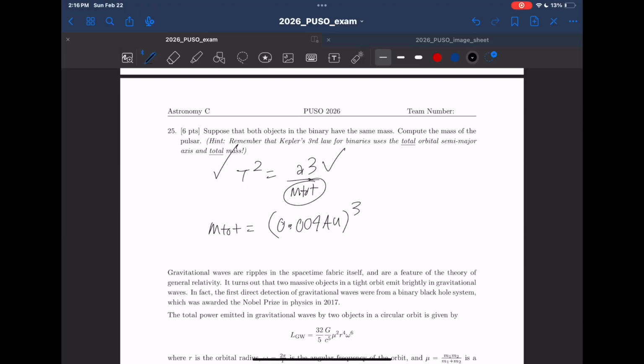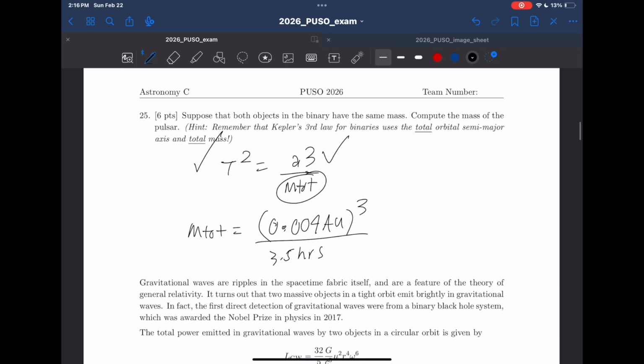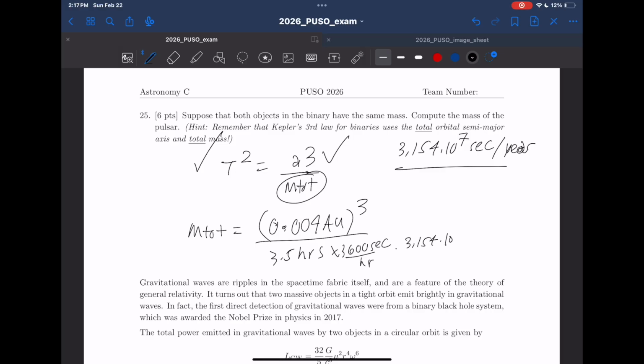We're going to cube it, and we're going to divide by T squared, where T is still your 3.5 hours from earlier. 3.5 hours. And you want to convert this to years. So quick fun fact is that there are 3.154 times 10 to the 7th seconds a year. Pretty sure that's right. Something close to that, like 3.1 seconds in a year. And so you can convert this to 3,600 seconds an hour, and then do 3.154 times 10 to the 7th seconds a year.